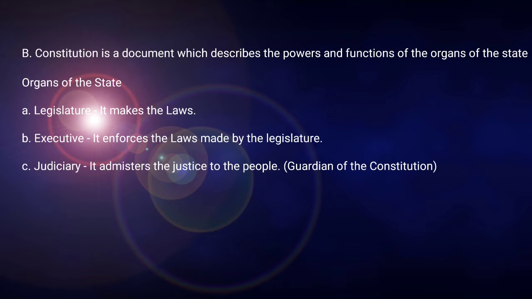Here we have to understand one thing. While exercising the powers, one organ of the state will interfere into another organ. Always there is a fight between all these three organs. Like the legislature wants to control the executive and the executive wants to implement its own rules rather than the laws made by the legislature. In that way, there is always a conflict between these three organs.